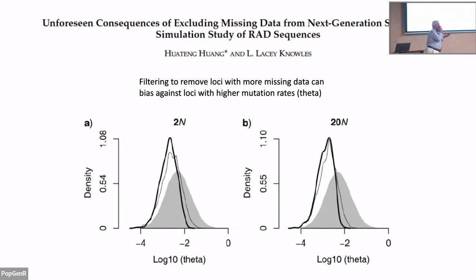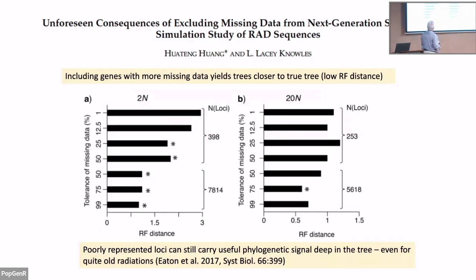Does this matter, that we're biasing our data towards the more slowly evolving loci? And their conclusion in this study, and of course it's a simulation study, it's one particular set of conditions. It doesn't tell you if there's a general result, but it's an interesting result. The RF distance here is the difference between your recovered topology and the true topology in the simulation. So a big number is bad. And here, this is the tolerance for missing data.